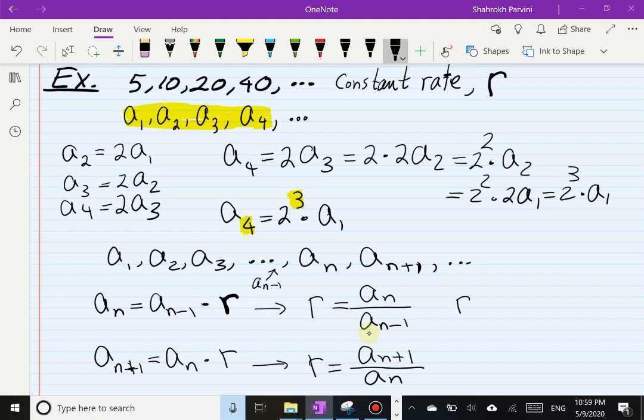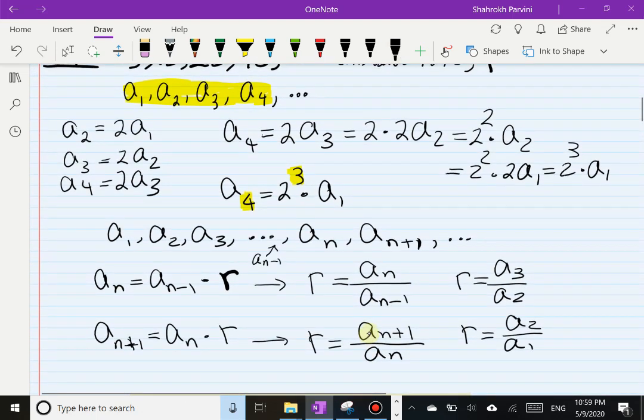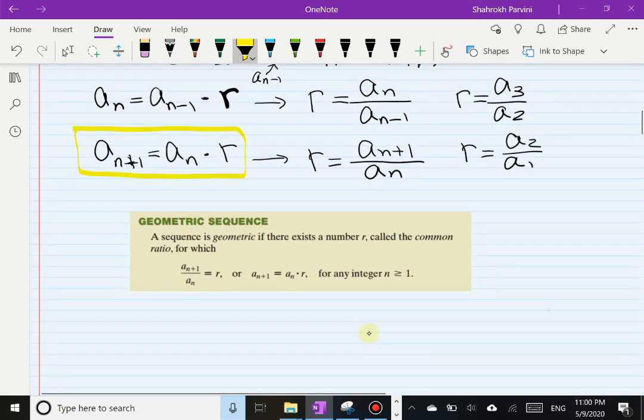So for example, I can get the common ratio by dividing a3 by a2. I can get the common ratio by dividing a2 over a1. It doesn't make a difference because it's common. So that constant rate r is called a common ratio. Now based on what we have seen here, let me use this one as my example, then we're going to go to the book's definition of what a geometric sequence is.